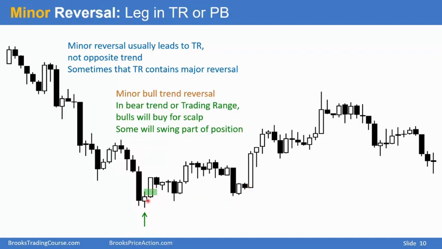Some traders will hold for part of the position. Since a bear flag or a trading range is likely, traders scalp most or all of the position. Some might hold part of the position in case the trading range forms a major trend reversal and you get a trend up, a bull trend.